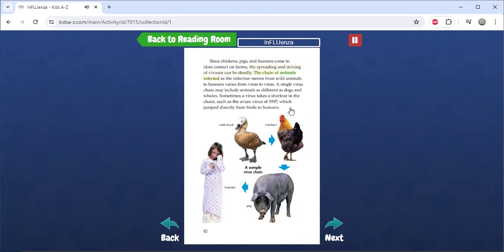The chain of animals infected as the infection moves from wild animals to humans varies from virus to virus. A single virus chain may include animals as different as dogs and whales. Sometimes a virus takes a shortcut in the chain, such as the avian virus of 1997, which jumped directly from birds to humans.